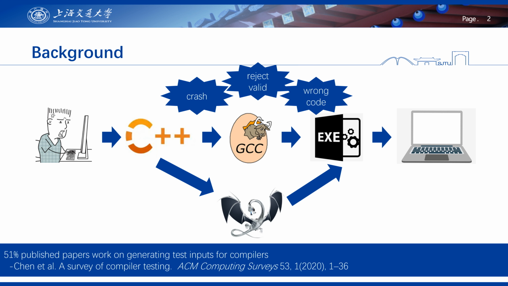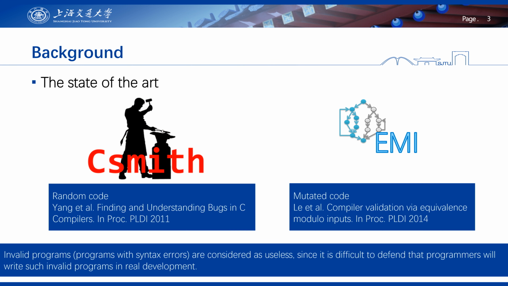To resolve the problem, researchers have published many papers on compiler testing. According to a recent survey, more than a half of papers work on the generation of test programs. The existing tools generate two types of test programs. One type is random code. For example, Csmith can randomly generate C and C++ code.